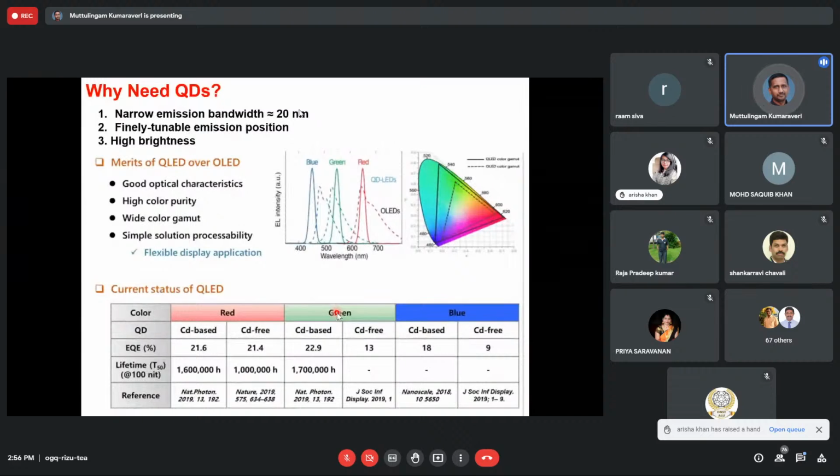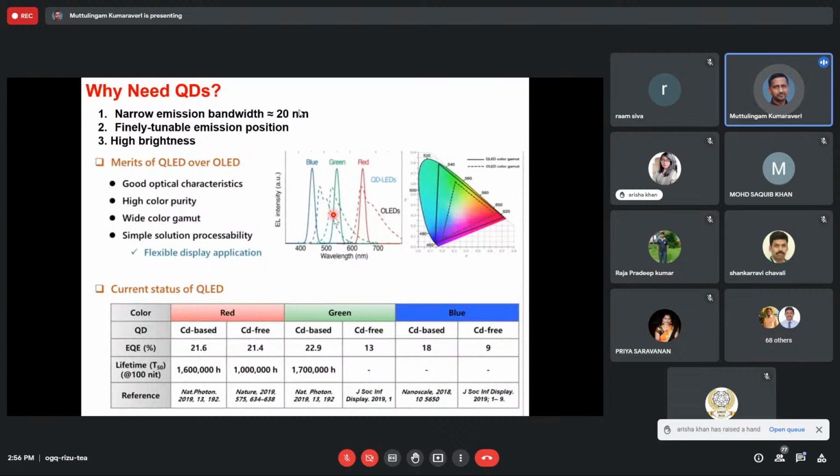Okay, why do we need quantum dots? That's important. We already have a good technique. The OLED technique is there for displays, but we are still improving because of the emission bandwidth, the full width at half maximum; we need less than 20 nanometers. If you see here, the bold line is the quantum dot emission spectrum, and the dotted line is the OLED.